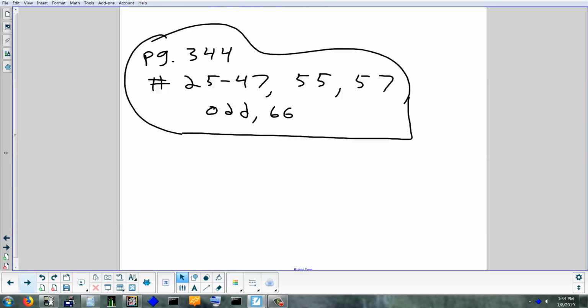So homework tonight, page 344, problems 25 to 47, just the odds, 55, 57, and 66.